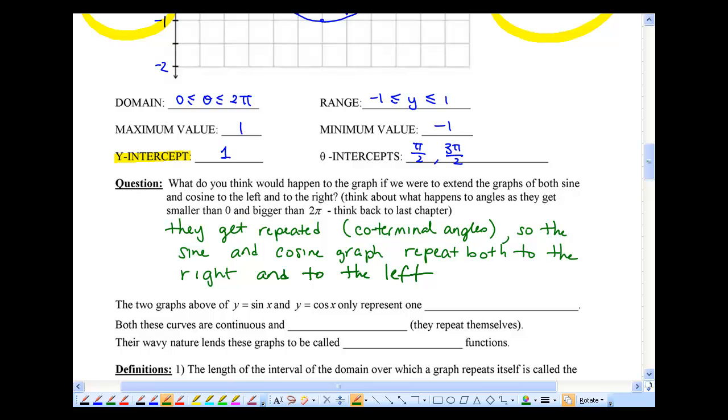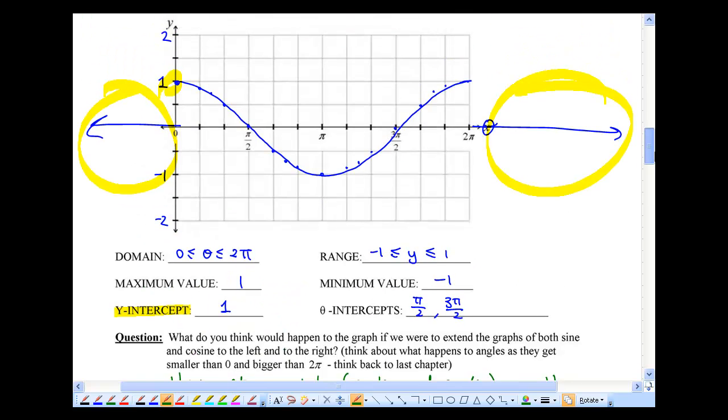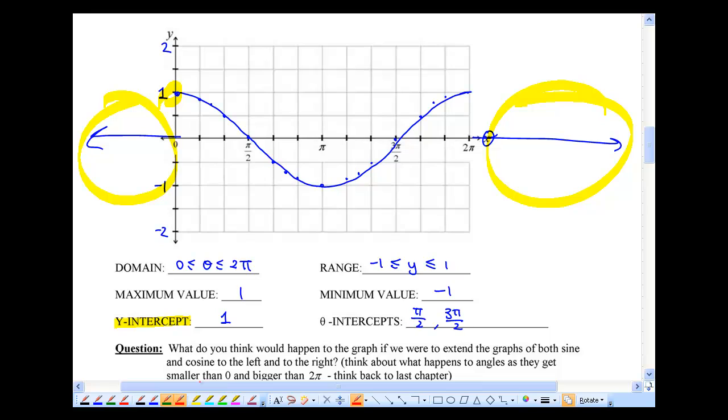So, if I did ask you to go ahead and keep going, I guess you get a repeated nature like that, and also over here. Which begs the question, what is the domain then? Is the domain really theta is just between 0 and 2 pi? Because technically now, it looks like this graph goes on forever and ever to the right and to the left. So therefore, the domain's not really that. I lied to you. It's actually all real numbers.